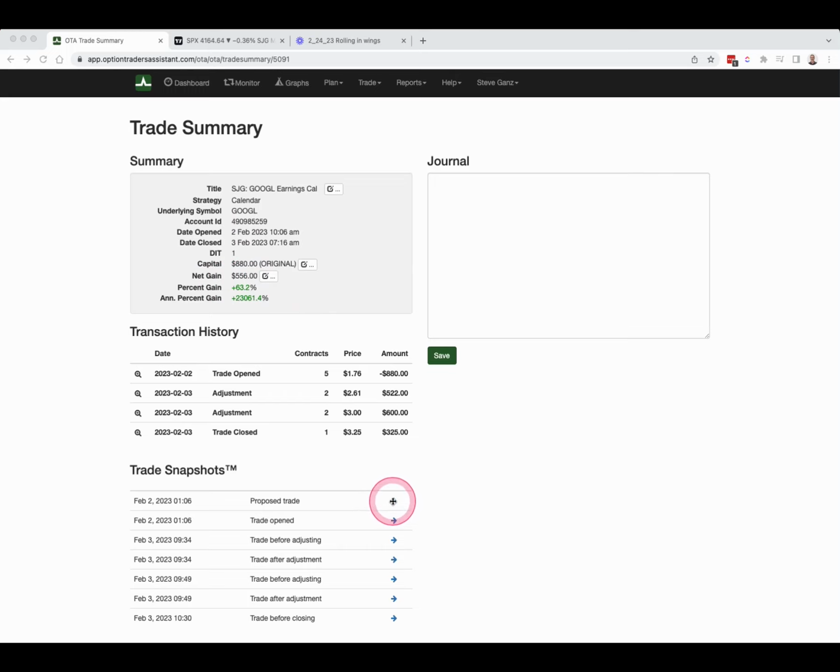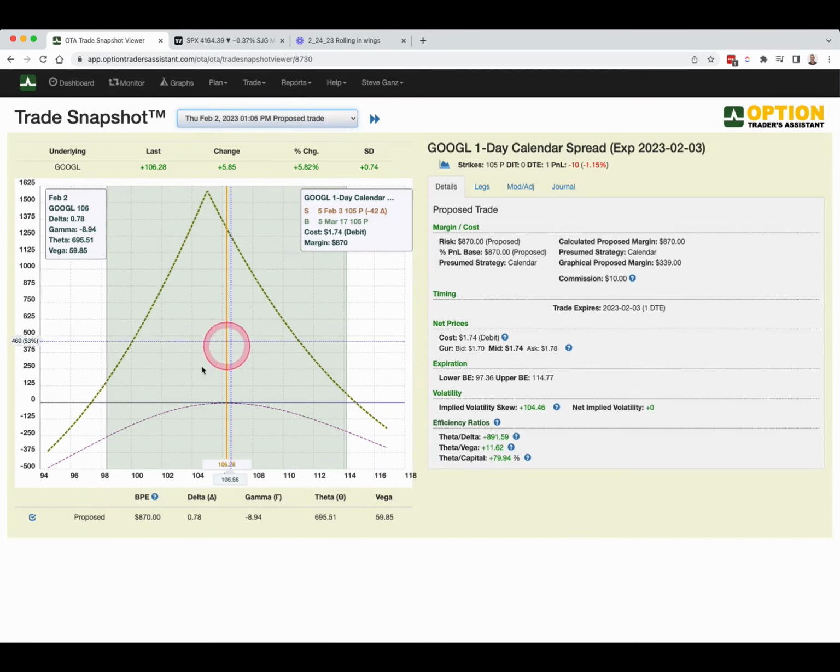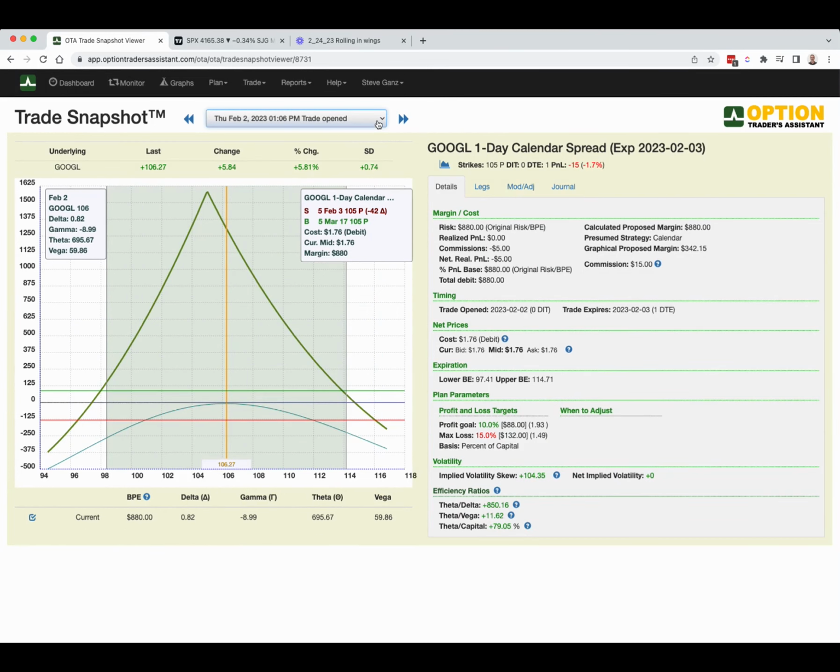So let's just kind of walk through this. So this was our proposed trade yesterday, and this was mid-morning or so yesterday that I had laid this out there. We got filled, so this was our entry details.